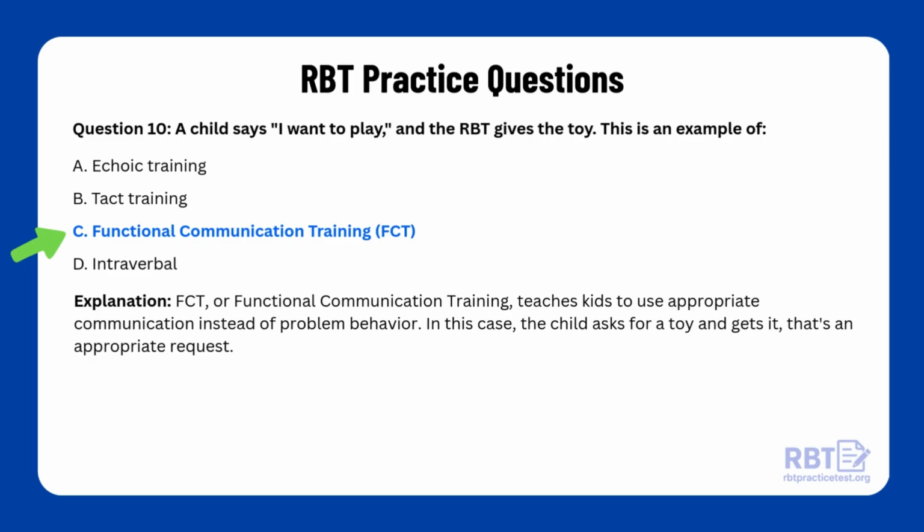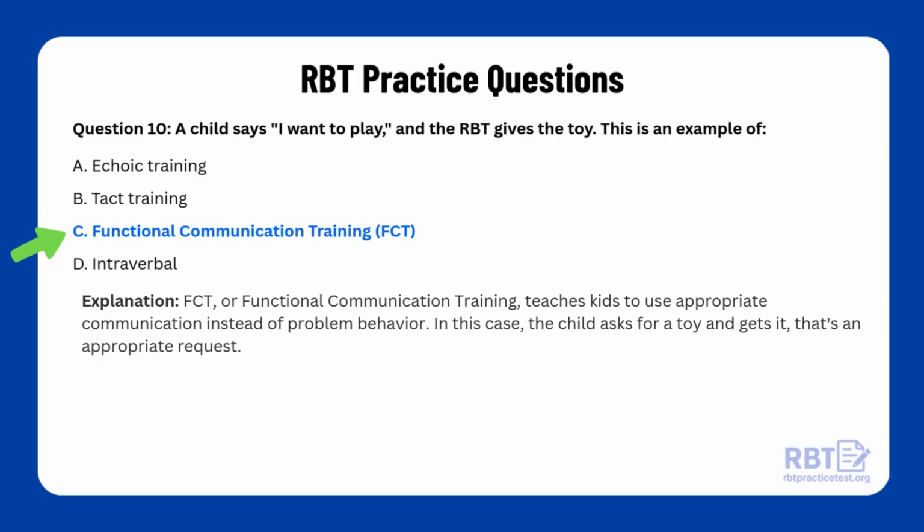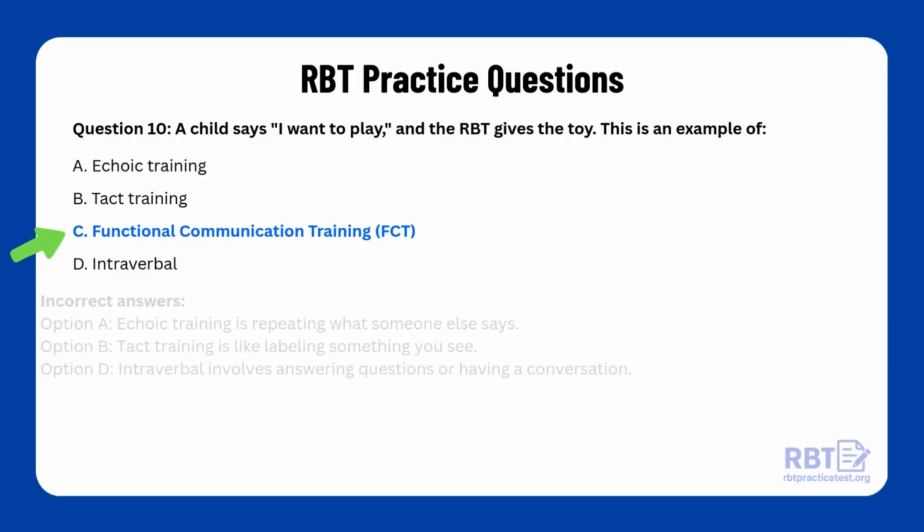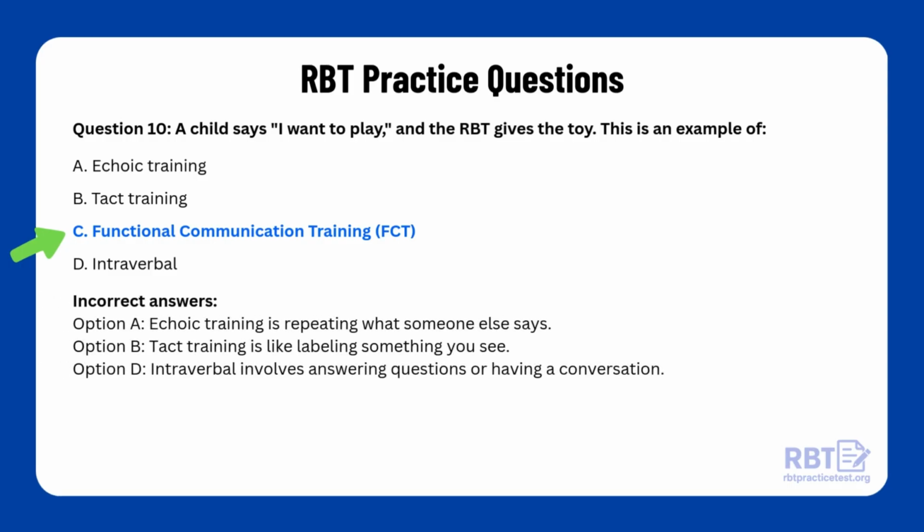That's an appropriate requesting. Now for the wrong answers. A is echoic, which is repeating what someone else says. B is tacting, like labeling something you see. D is intraverbal, which involves answering questions or having a conversation. You have to remember, when a child learns to ask for what they want in a functional way, that's FCT.